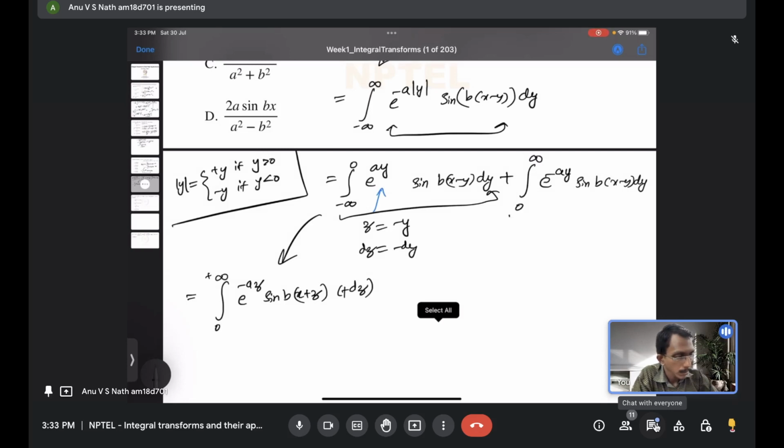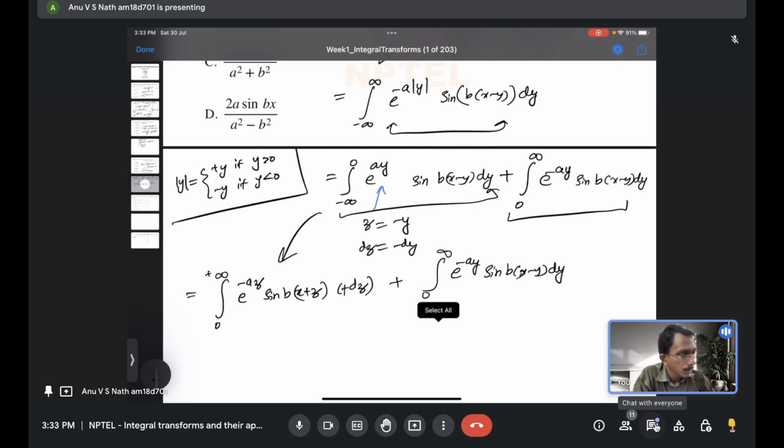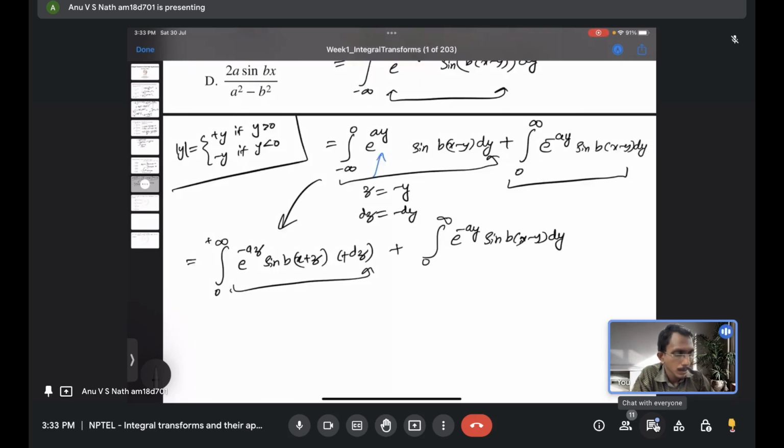Now the second integral we can write as such, because we don't want to change anything there for the moment: sine b(x minus y) dy. Now in the first integral, z is actually a dummy variable, right? So we can replace z with anything we want and we will get the same answer. So we can just replace z with y. Wherever I had z, I just replace it with y.